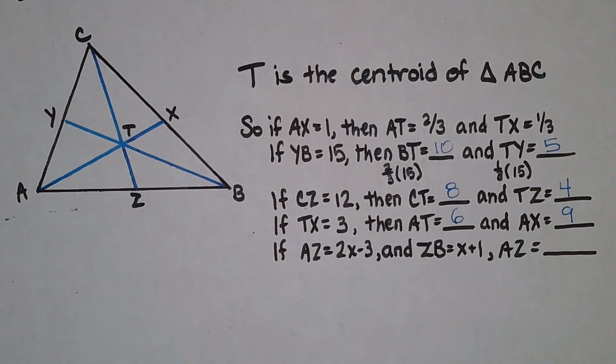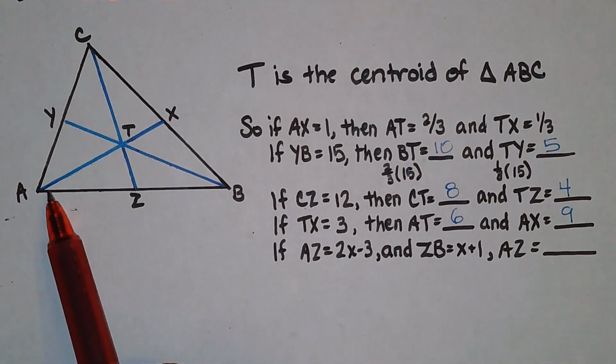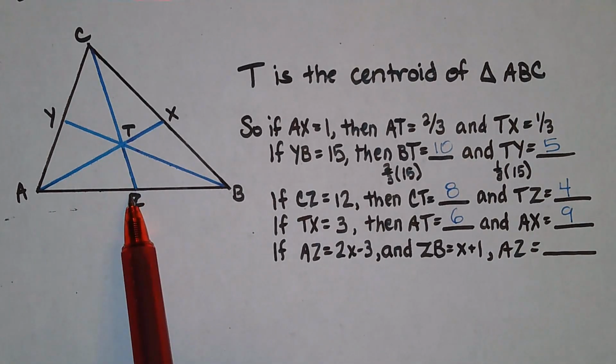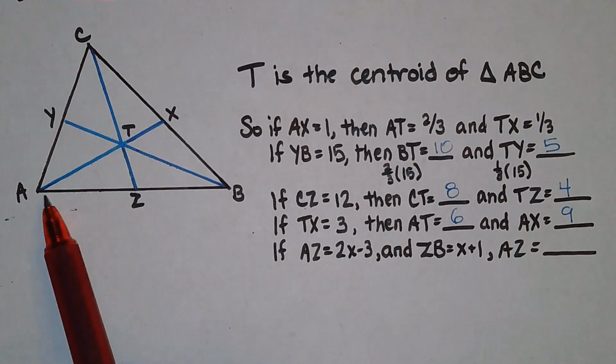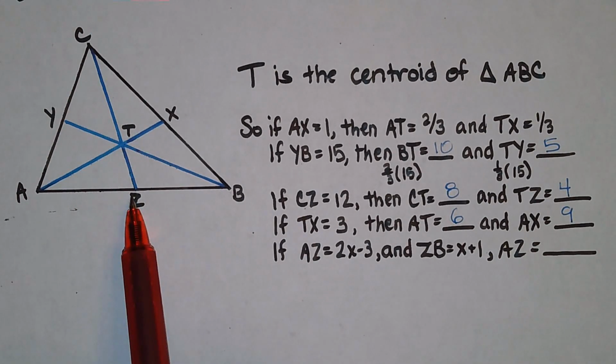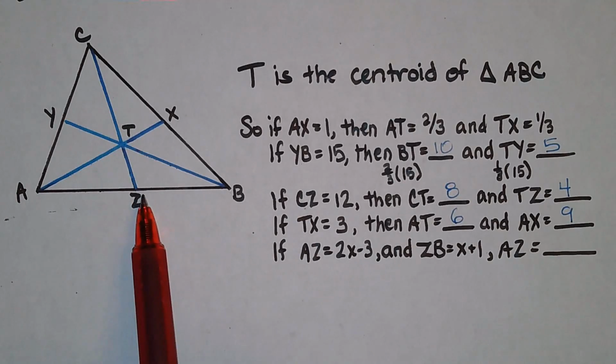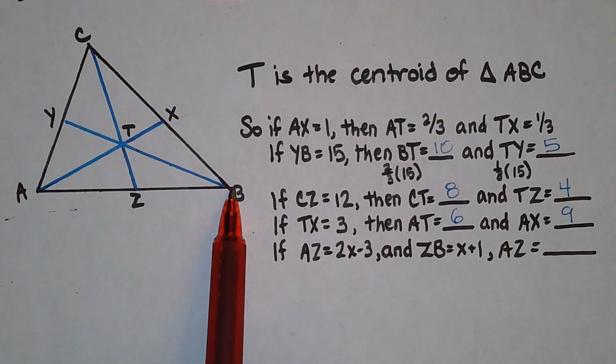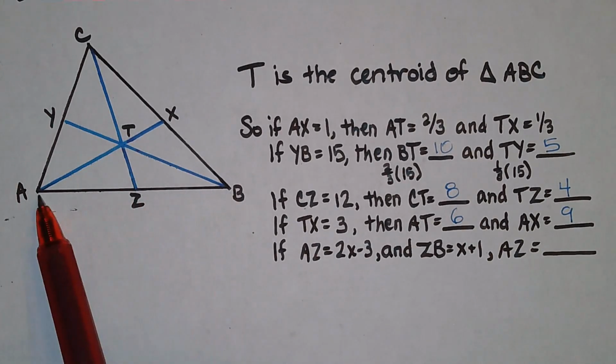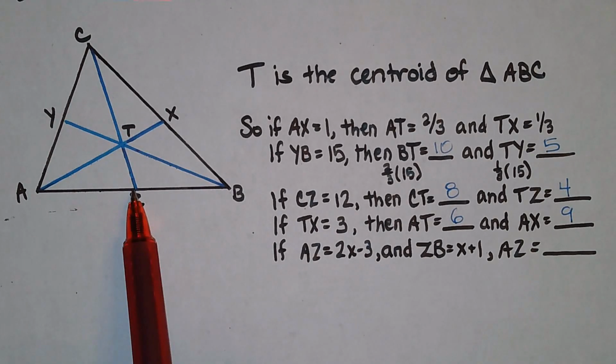This one's a little bit different because we have some algebraic expressions in it. Your book will throw this at you occasionally, so be prepared for it. Now in this one, they're saying that AZ, now we're on the outside of the triangle, so also watch for that. AZ is 2x minus 3. ZB is x plus 1. So they want to know what's the actual length of this, not as an expression, but as an actual number.